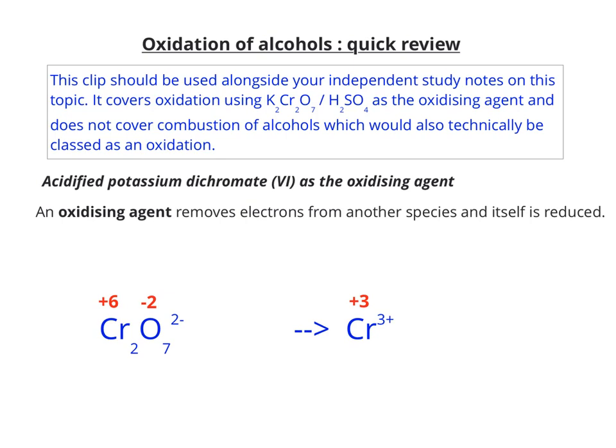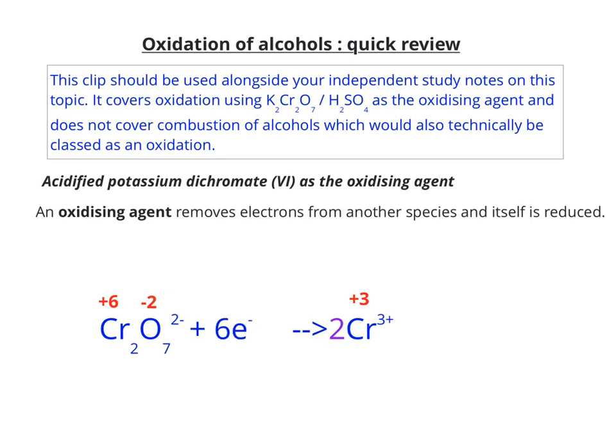Now this isn't a balanced equation as it stands, so we have to think about what's going to happen. If it goes from +6 to +3, we need to think first of all how many chromiums there are. There's 2 on the left hand side, so we need to put 2 on the right hand side. If you go from +6 to +3, that's a gain of 3 electrons, but it's happening twice.